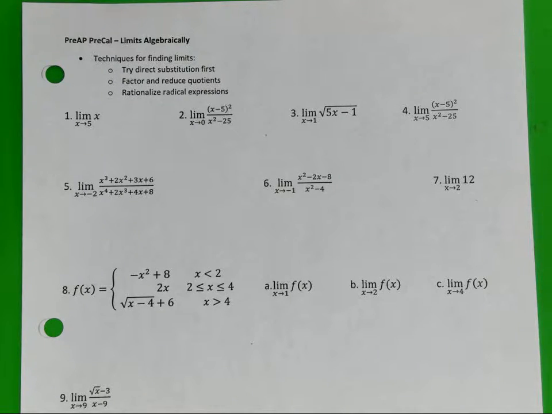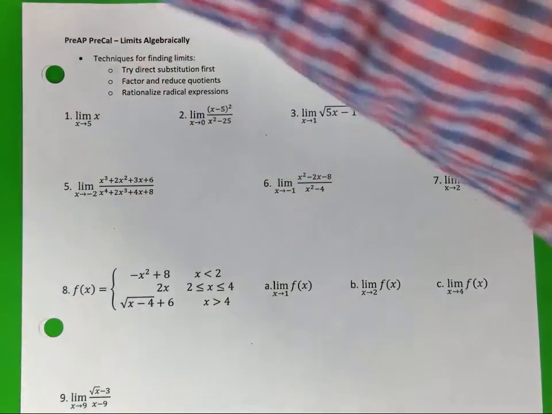Okay, so techniques for finding limits algebraically. First one is try direct substitution. What do you think I mean by direct substitution? Replacing something directly. Very good. All you're doing is taking the value that x is approaching and plugging it into the function. So if x is approaching 5, what's the number I'm looking at? 5. I take 5, plug it in. What's my answer, number 1? 5. That's all you do. That's the easiest strategy.